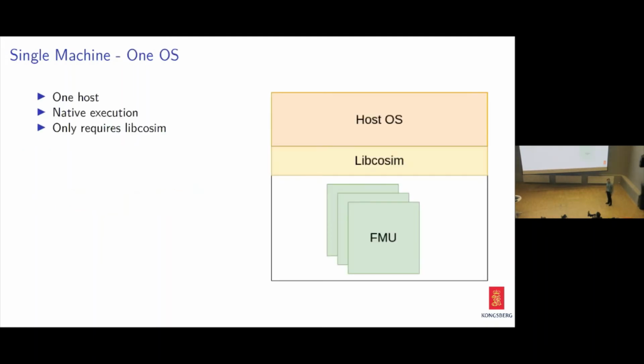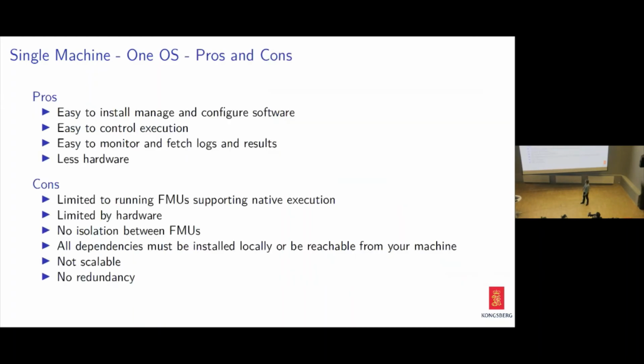This is the simplest way of running an FMU, and you've probably done it, every one of you. You just install libcosym on your machine. You run the FMU. That's it. Really, really simple. And that's actually the pro. It's super duper easy to install and execute and monitor and get out everything you want.